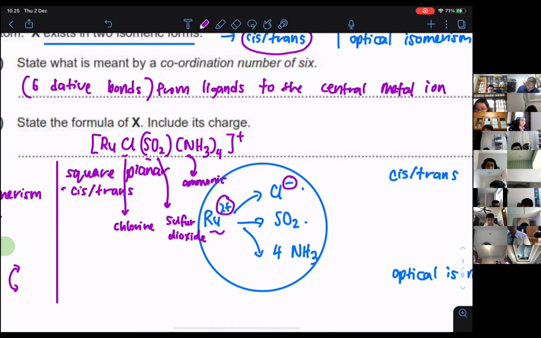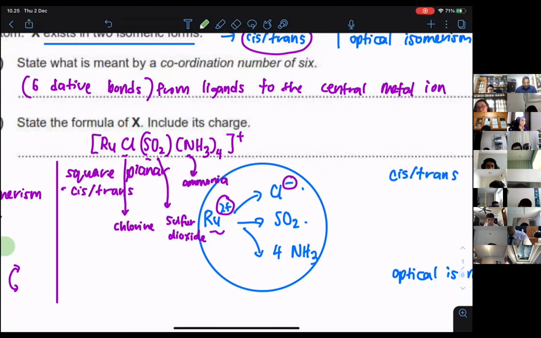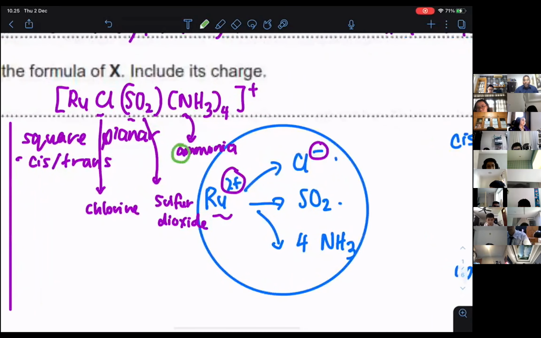So if you follow alphabetical order, the one that will come first is A, ammonia. Second will be Cl. Third is going to be S. So the best way to represent this is going to be Ru.